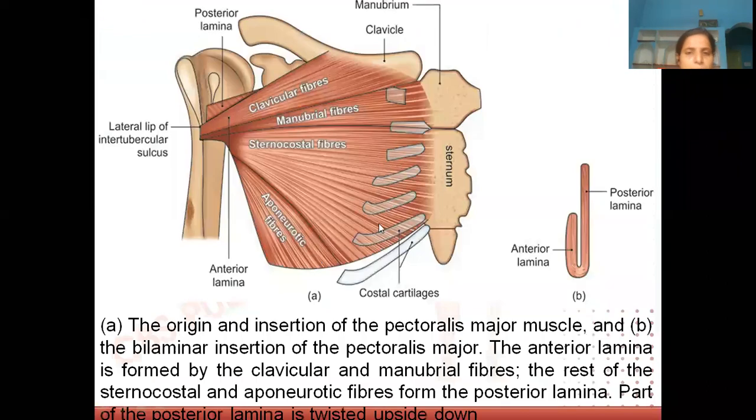Coracoid process. Now you can talk, no problem. I have on my video also. That is enough, in fact.